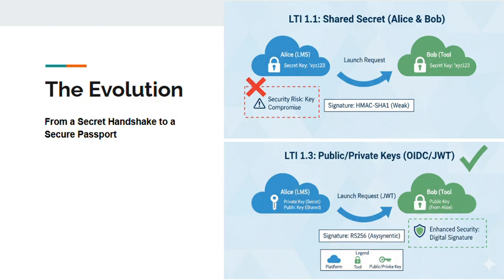LTI didn't start out this sophisticated. It used to be LTI 1.1, which relied on a shared secret. Think of Alice as the LMS and Bob as the tool. Both know a secret password. When Alice wants to send a student to Bob, she signs the request with that password. But here's the catch: if that password is leaked, the whole house of cards falls down. It's like leaving your house key under the doormat.